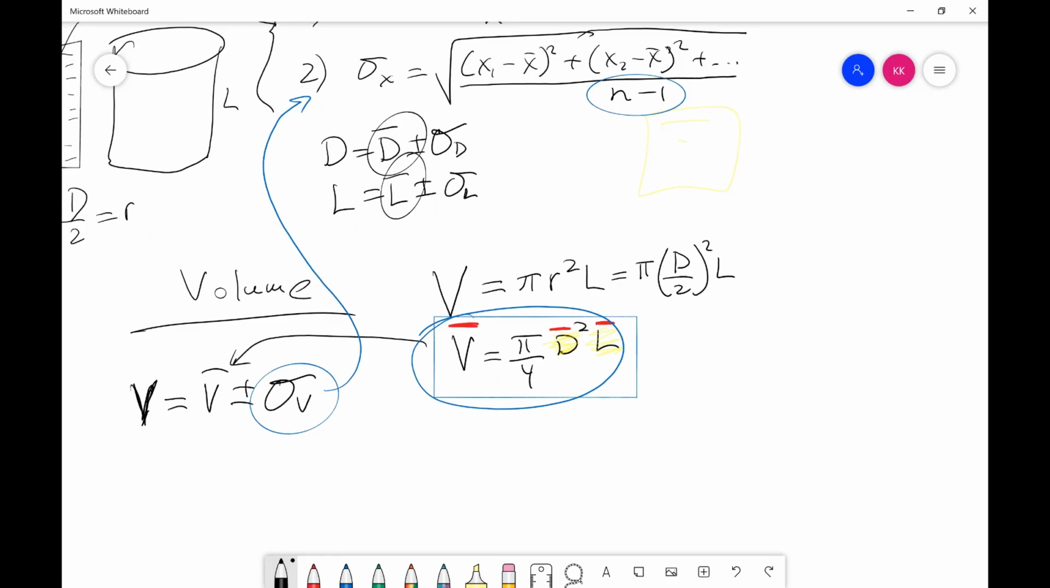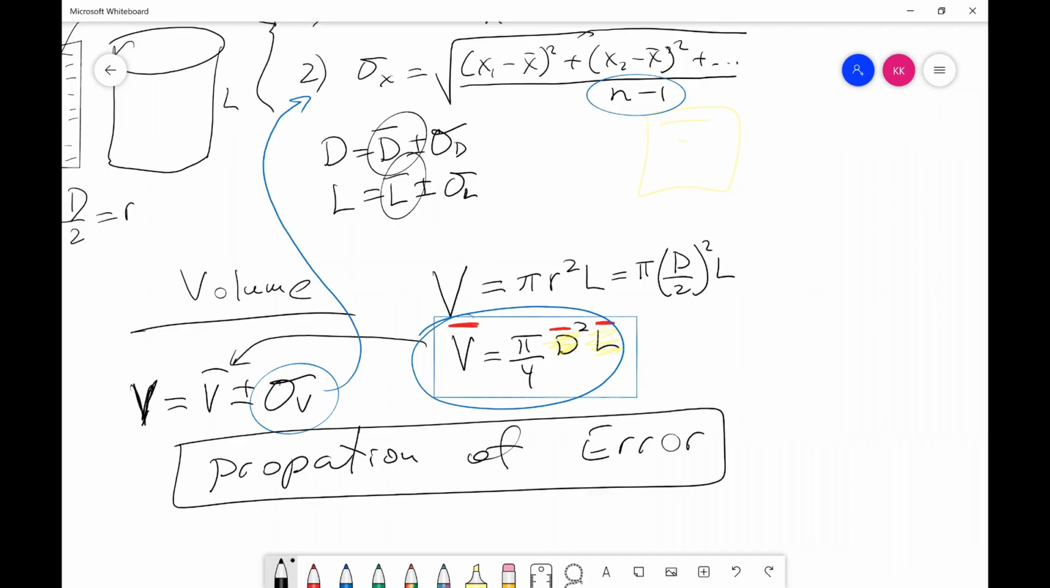This is known as the propagation of error method. It's a technique, a template equation, that we can use to find that. But again, this assumes one thing. This assumes that you already have this information: the average and uncertainty of the diameter, and the average and uncertainty of the length. That's why you can use that to find the volume average, right?